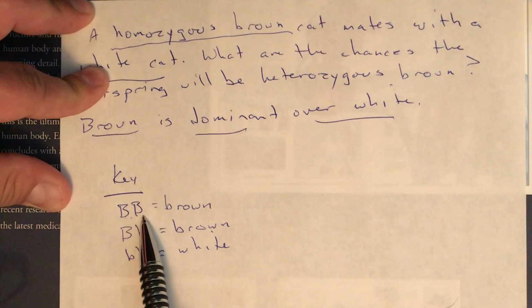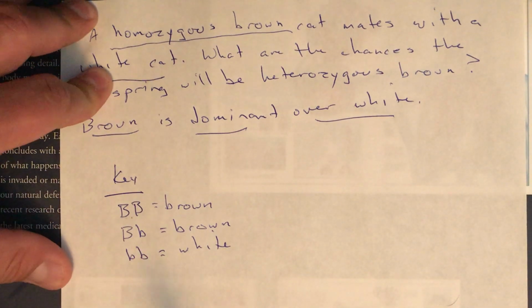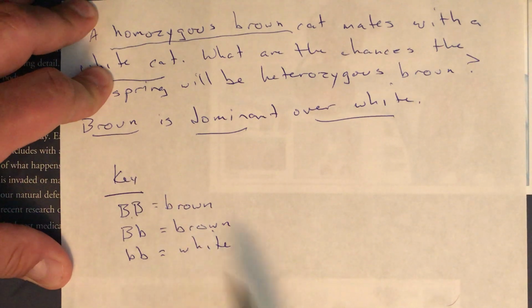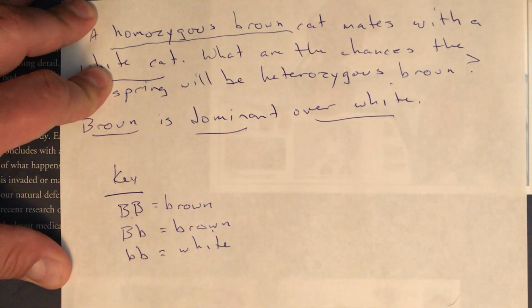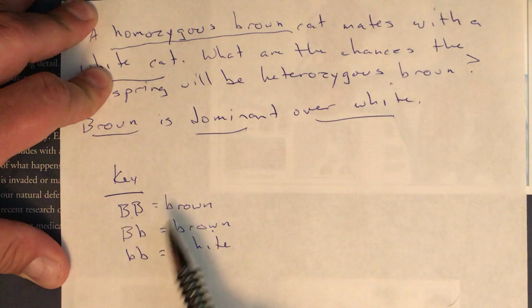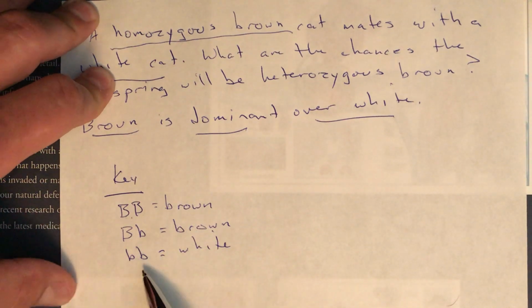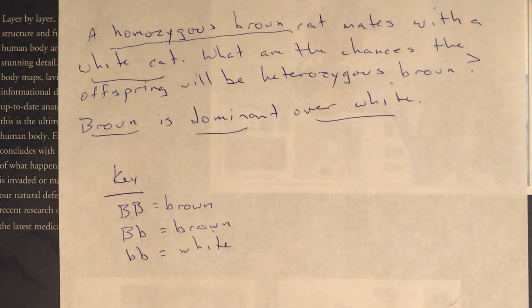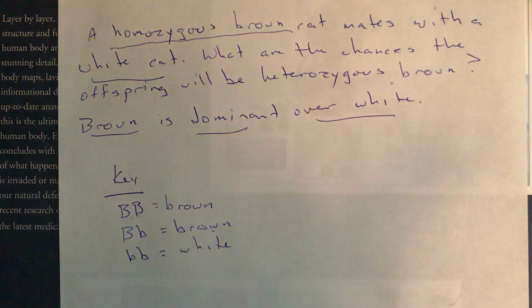These are telling me the genotypes. What genes do I actually have? And these are telling me the phenotypes. What do these cats actually look like? What does a big B look like? What does a big B look like? And what does a little b look like? Okay, so that's always going to be my step two.